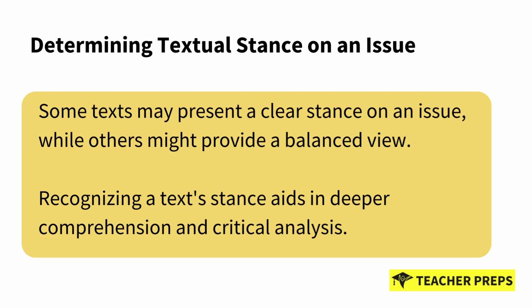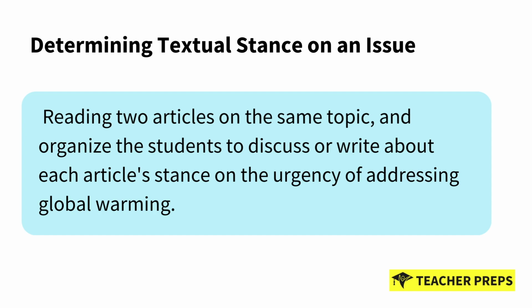Some text may present a clear stance on an issue, either supporting or opposing, while others might provide a balanced view. Recognizing a text's stance aids in deeper comprehension and critical analysis. Facilitate the opportunity for students to practice determining textual stances on issues by reading two articles on the same topic, such as climate change, and organize the students to discuss or write about each article's stance on the urgency of addressing global warming.